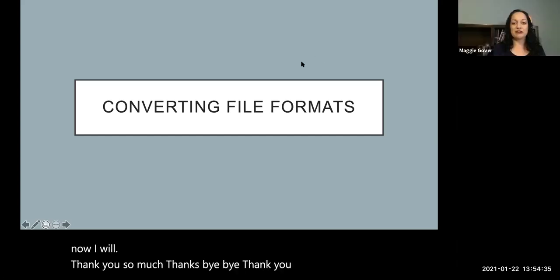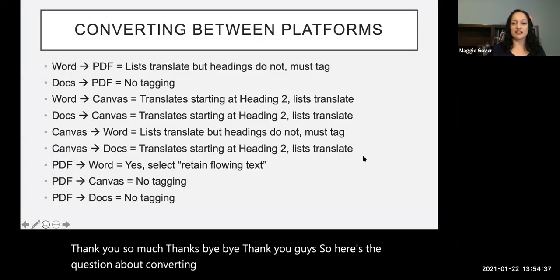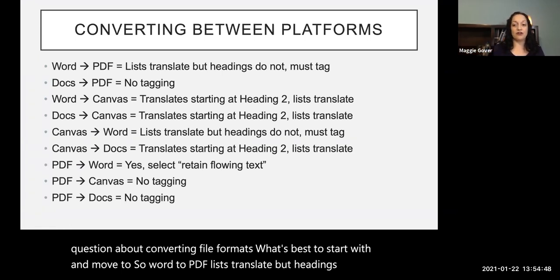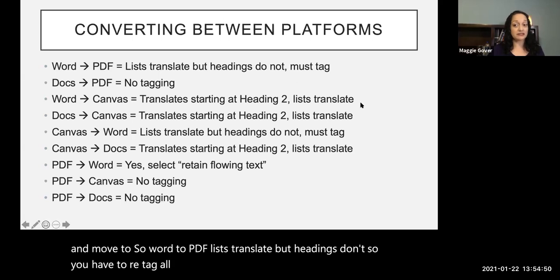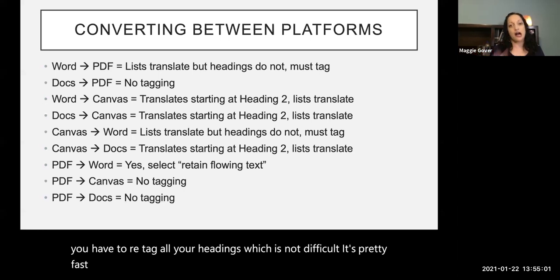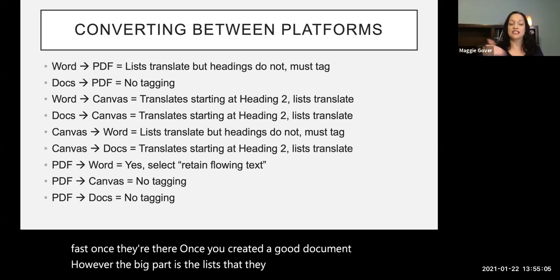So here's the question about converting file formats. What's best to start with and move to? So Word to PDF. Lists translate, but headings don't. So you have to retag all your headings, which is not difficult. It's pretty fast once you've created a good document. However, the big part is the lists that do translate, because lists are not easy to tag in PDF. So because they translate, that's great.